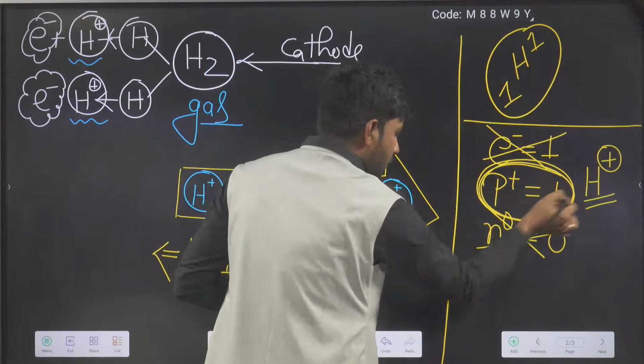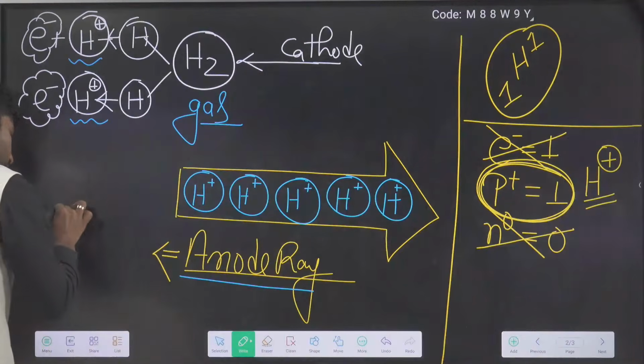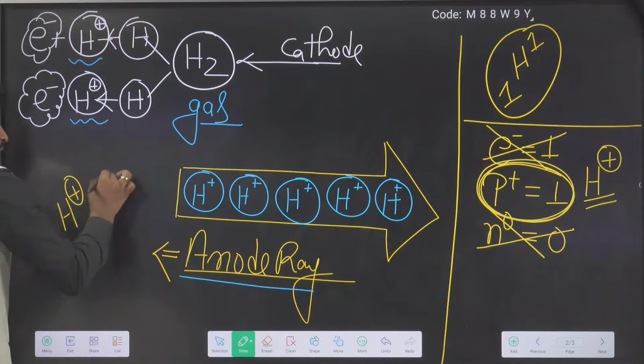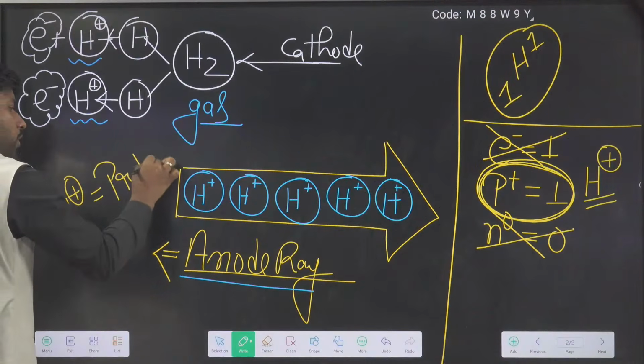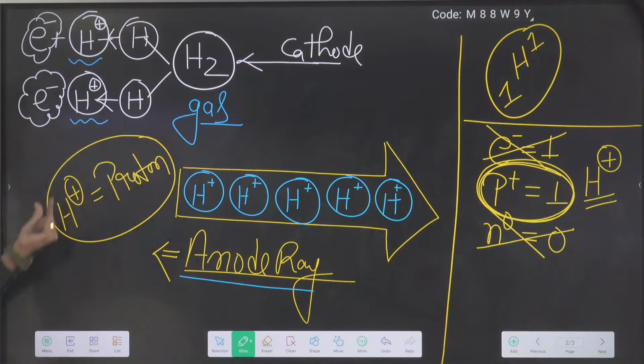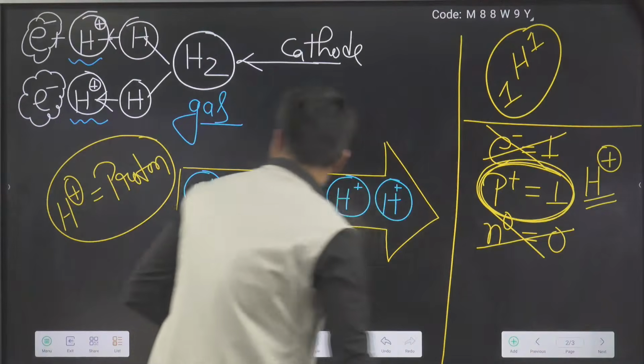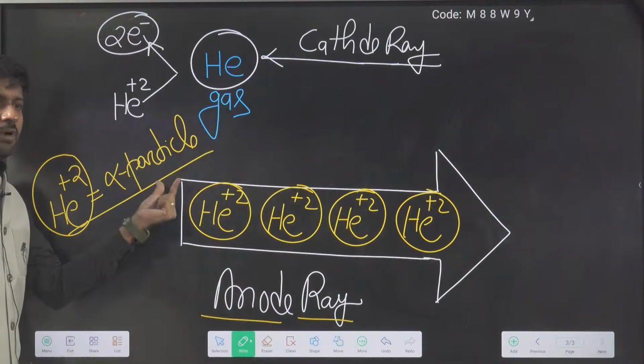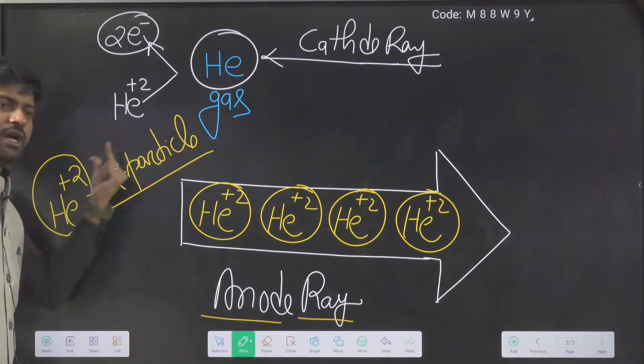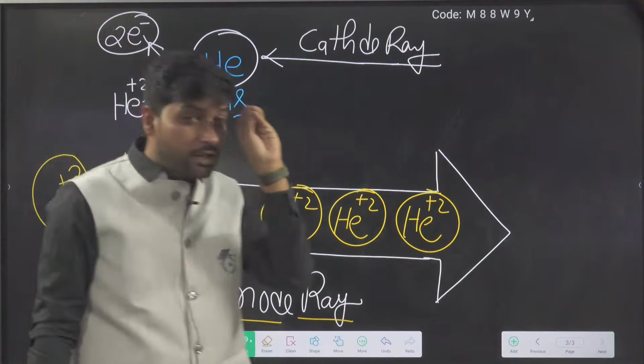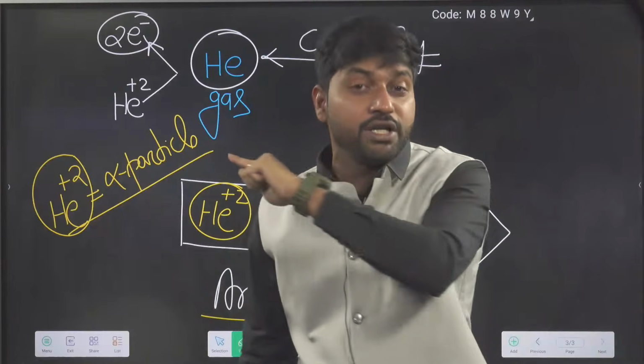H+ ion equals proton. So proton, H+ ion. Very good. Similarly, He+2 ion, alpha particle. Just fit this in your mind, because so many numericals will come.